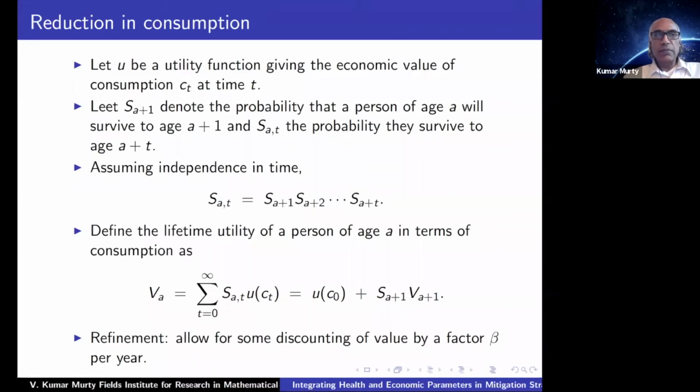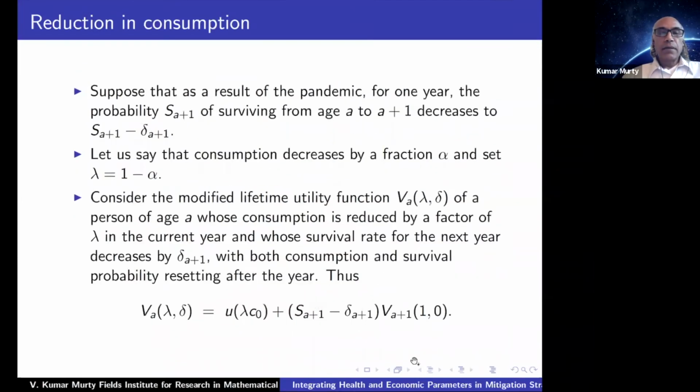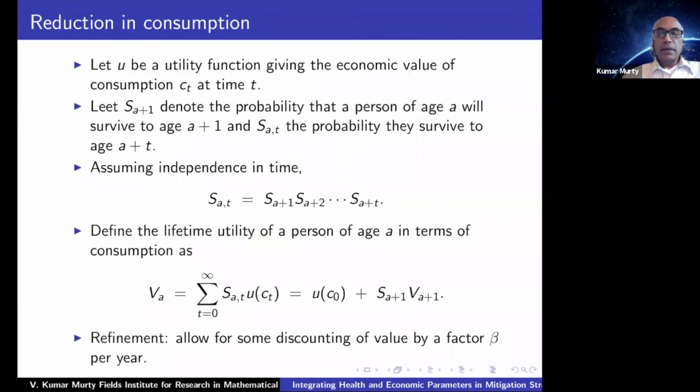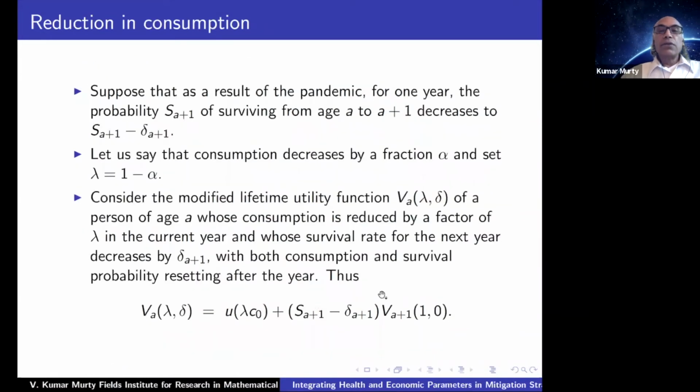Now, you may want to refine this a little bit by discounting the future value to current economic terms. So you can introduce a certain discounting factor of beta. We'll ignore that. Suppose that as a result of the pandemic for 1 year, the probability S_{A+1} of surviving from age a to a plus 1 has decreased by a certain amount, delta_{A+1}. This is the mortality impact of the pandemic.